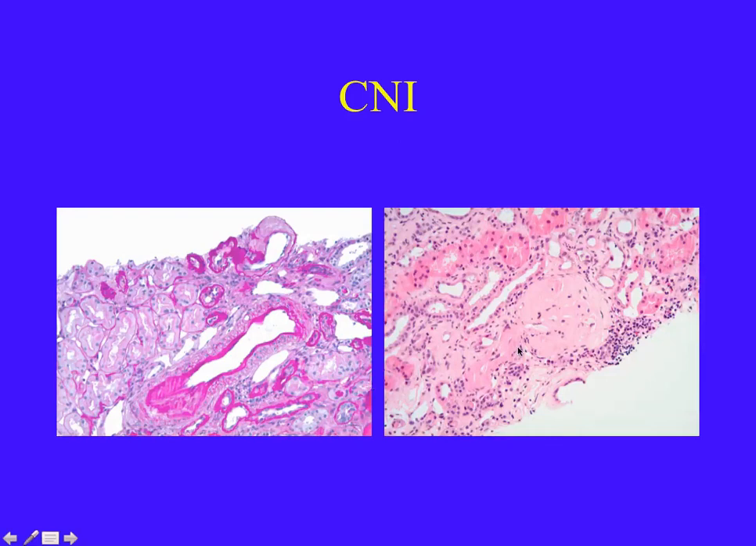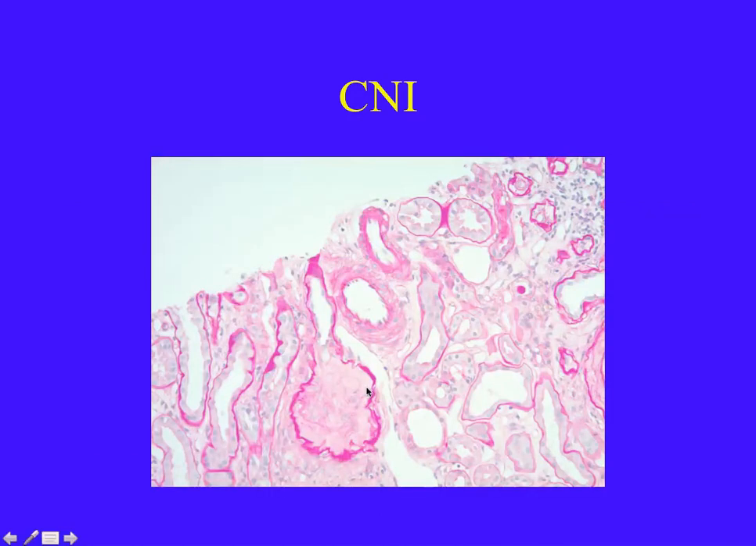old graft. In the picture on the right, you can see a burnt out globally sclerosed glomerulus with areas of nodular sclerosis involving the vascular pole and the vessel that feeds this glomerulus. A similar case of CNI toxicity with a globally scarred glomerulus and an arteriole showing nodular hyalinosis.